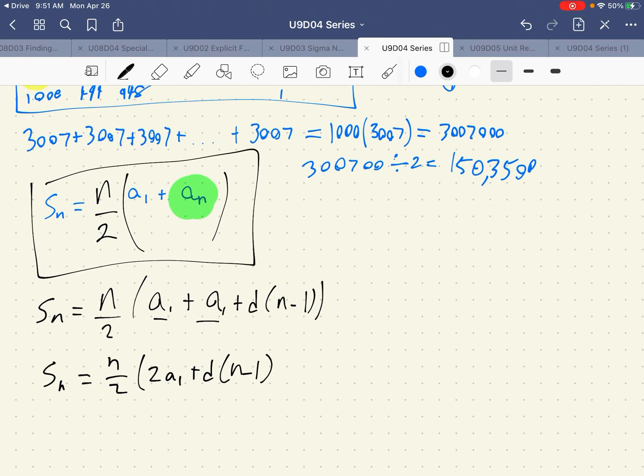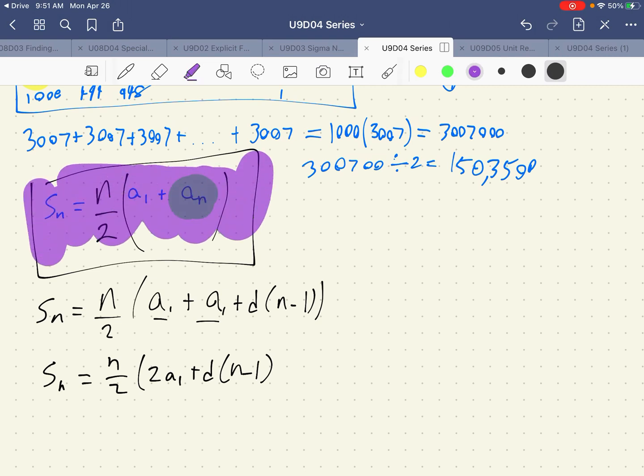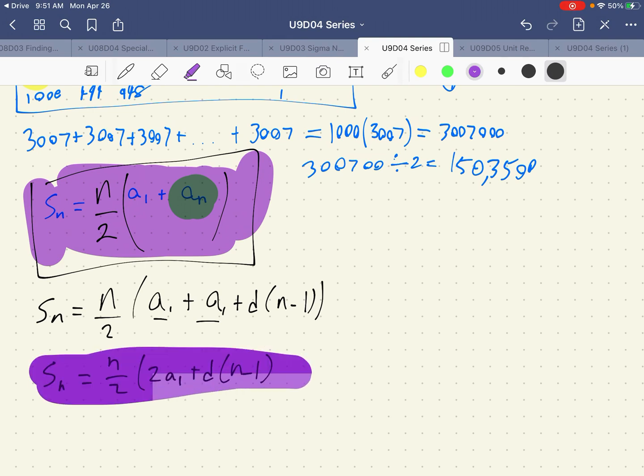So there are two formulas to use. It doesn't really matter which one you use. You can use this one if you're willing to calculate the last term yourself, and you can use this one if you're not willing to calculate the last term yourself. So that is how to find the sum of any number of terms in a sequence.